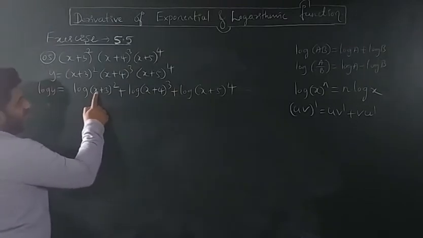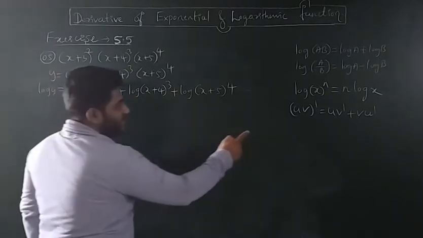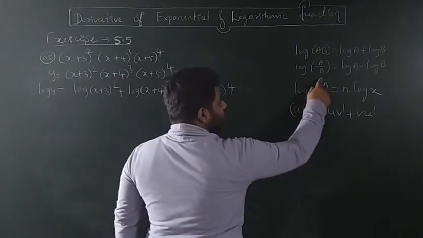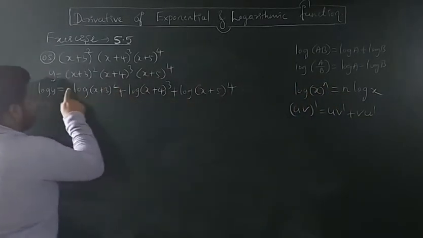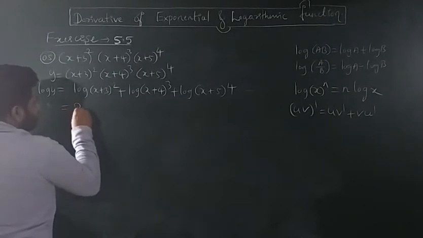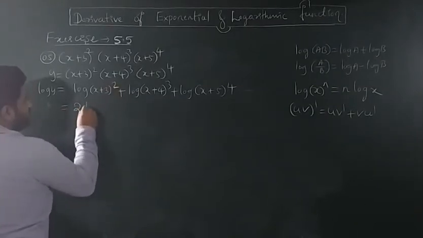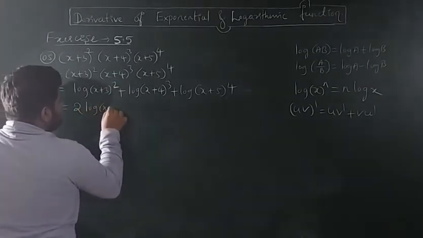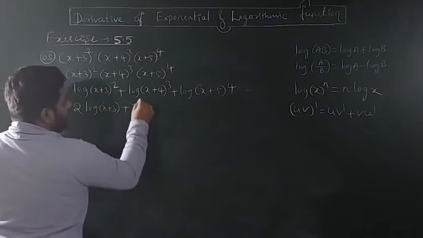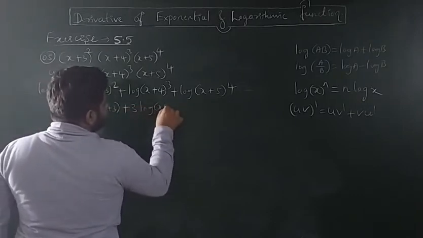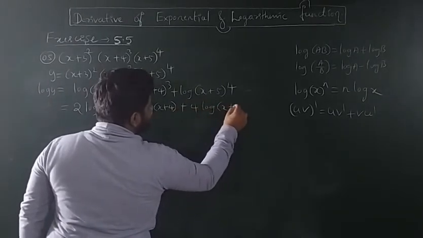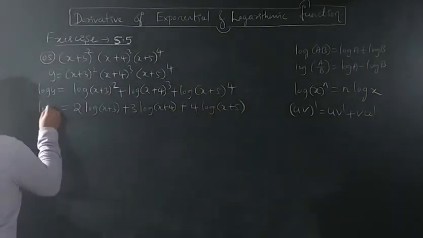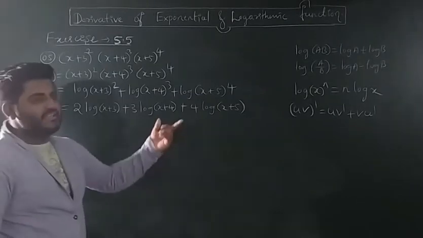Again we have another formula: log x raised to n. Carefully see here, guys, log x raised to n is equal to n into log x. Whatever is there in the power will come to the front here. So 2 is the power, 2 comes here: 2 log of x plus 3, plus 3 log of x plus 4, plus 4 log of x plus 5. This is the simplification, so we got log y equal to this.